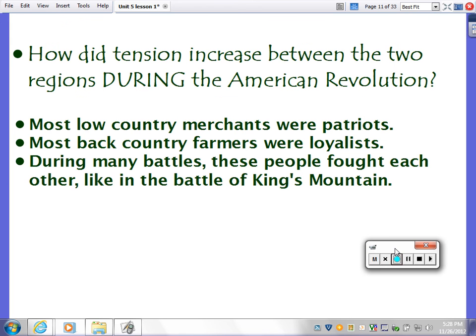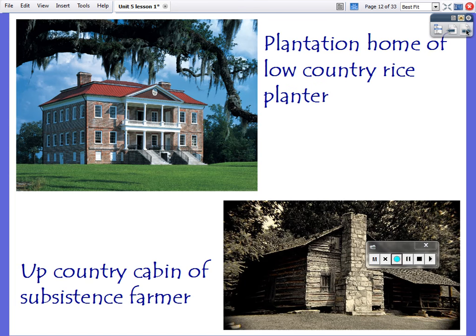How did tension increase between the two regions during the American Revolution? Most Low Country merchants were actually patriots, while most backcountry farmers were loyalists. We know that this was not 100%, but we know that there were far more loyalists in the backcountry and far more patriots in the Low Country. And during the war, these people actually fought each other, killed each other, and looted each other's homes and all manner of mean things to one another, which certainly increased tension.